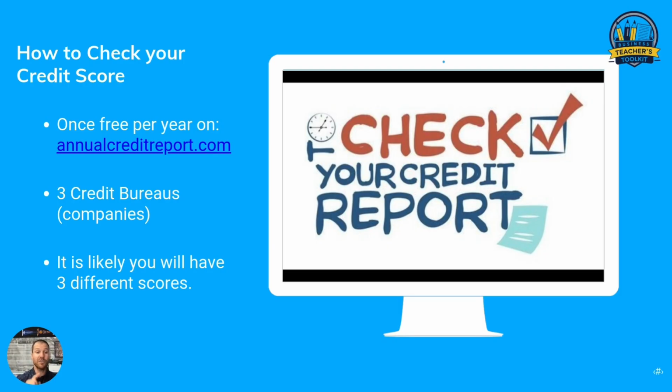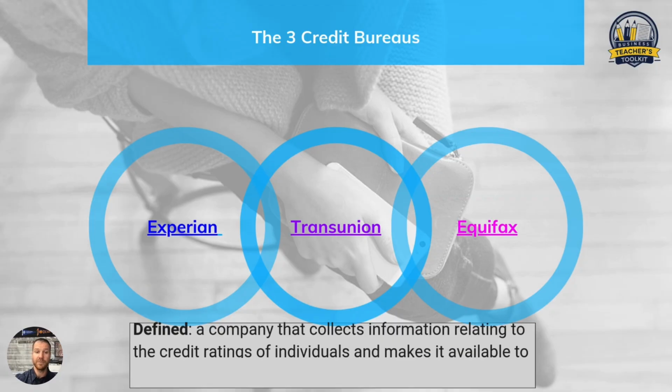And there is no other location that you can go to look at those reports without it actually damaging or potentially showing up as a soft inquiry on your credit score. Now, these 3 credit bureaus are all hyperlinked here, and what they are is a company that collects information relating to the credit ratings of individuals, and they make it available to credit card companies and financial institutions so that they can make a determination whether or not to lend you money.